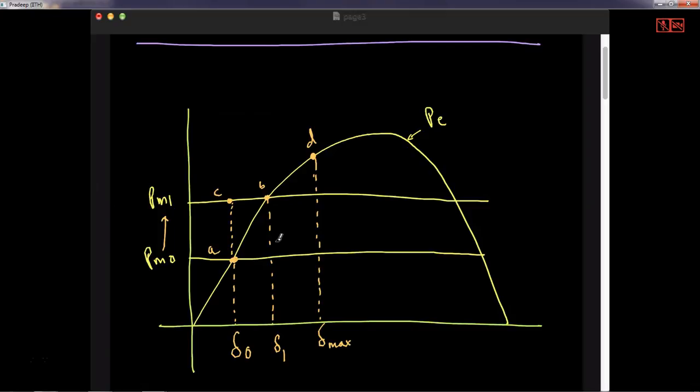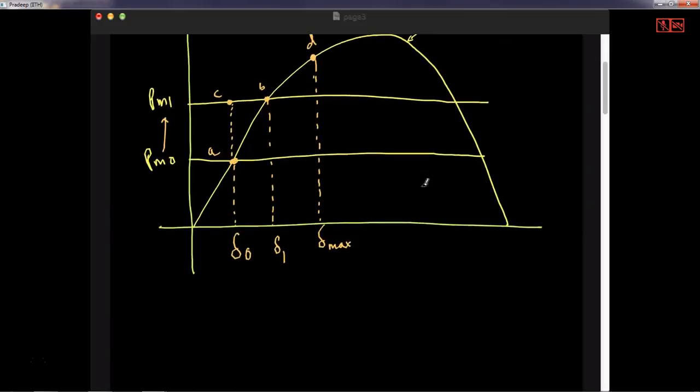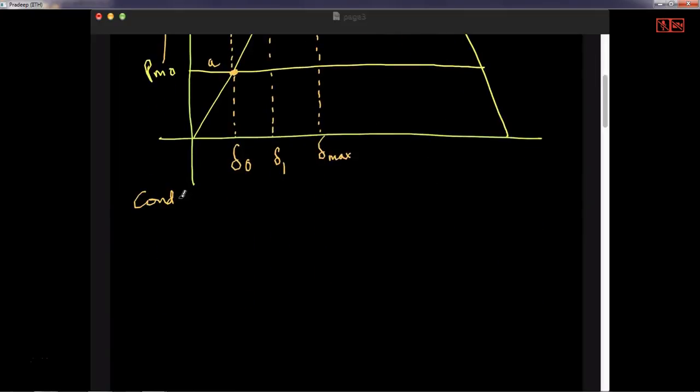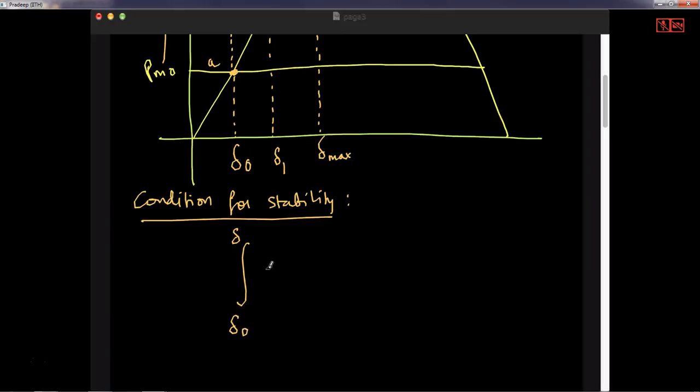Now, what is the condition for stability? We just derived it. The integration from delta naught to delta, whatever the final value of delta, of the quantity Pm minus Pe with respect to d delta, should be equal to 0. So this is the condition for stability.